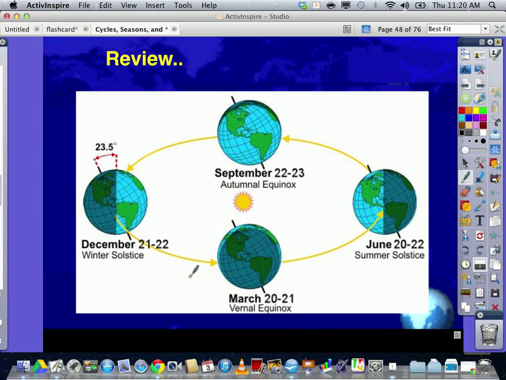Okay? The North Pole is in total daylight when? So take a look at the diagram. Here's our North Pole in daylight. So the North Pole is in total daylight in summer solstice. At that time, the North Pole has 24 hours of daylight. The South Pole has 0 hours of daylight.